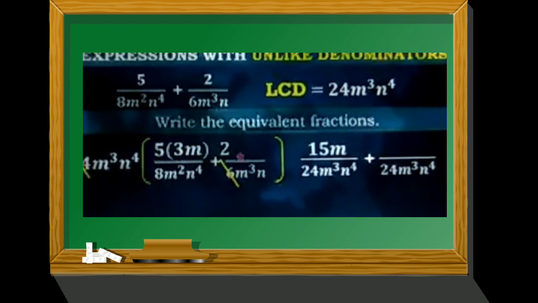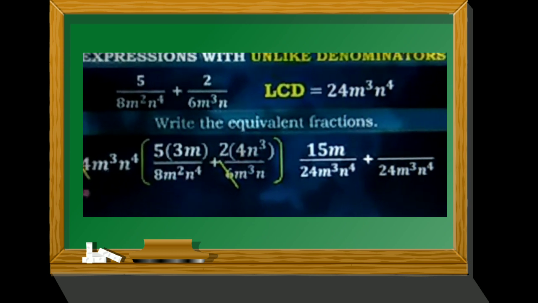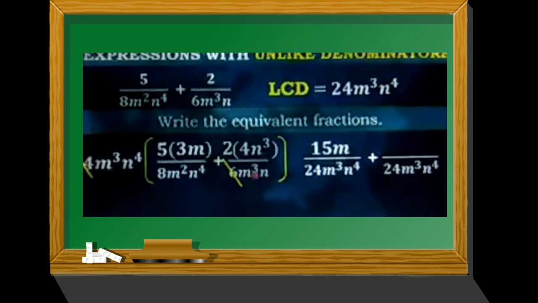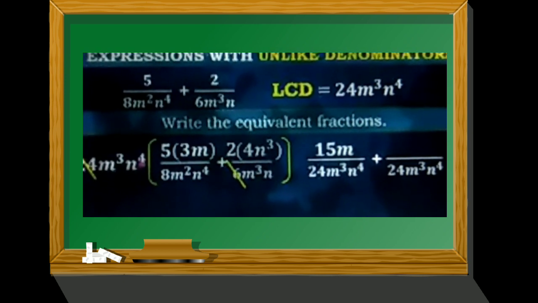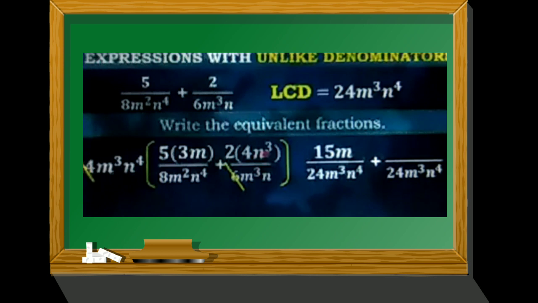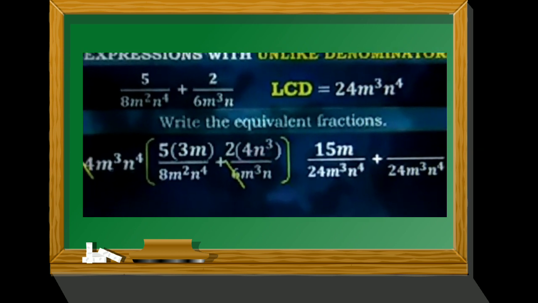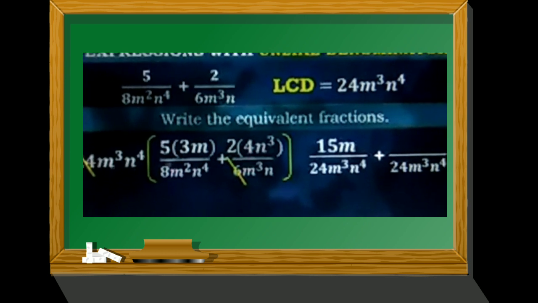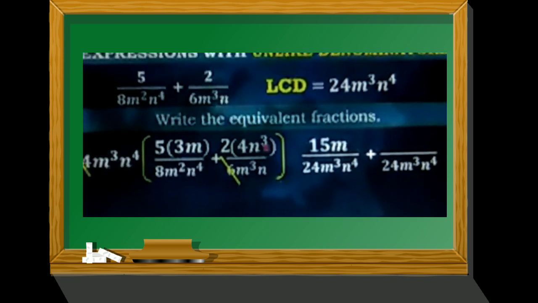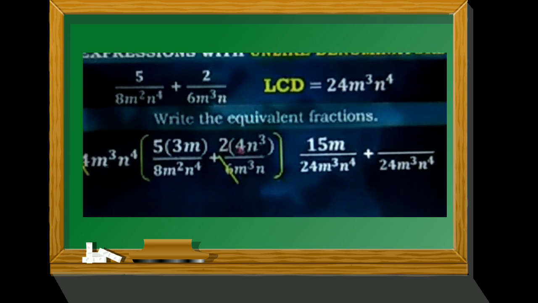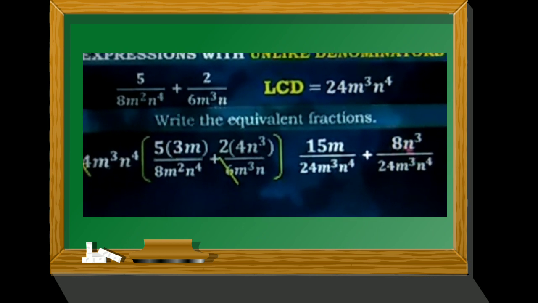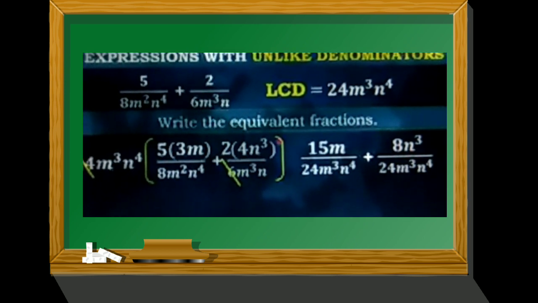We have 24 divided by 6, that is 4. Now our m is 3 minus 3, that is m raised to 0. We don't need to write it, since it is 1. So we get 4 because 24 divided by 6 equals 4. And then we cancel out, and 4 minus 1, that is n raised to 3. We can now simply multiply 2 times 4 equals 8, and n raised to 3. So we now get the equivalent fractions of these rational expressions.